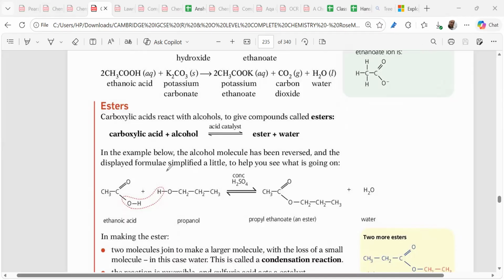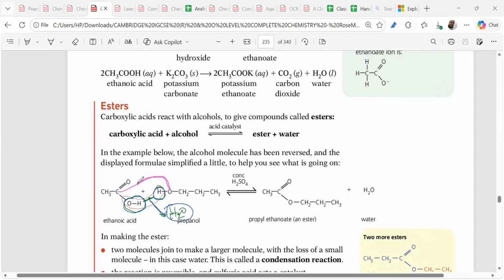What happens? A condensation reaction happens. How does the condensation reaction happen? The OH group and the H group get eliminated as H2O, right? We did amides also today. Understood that? So the OH group and H group get eliminated as H2O. And where does the bond form? Here.